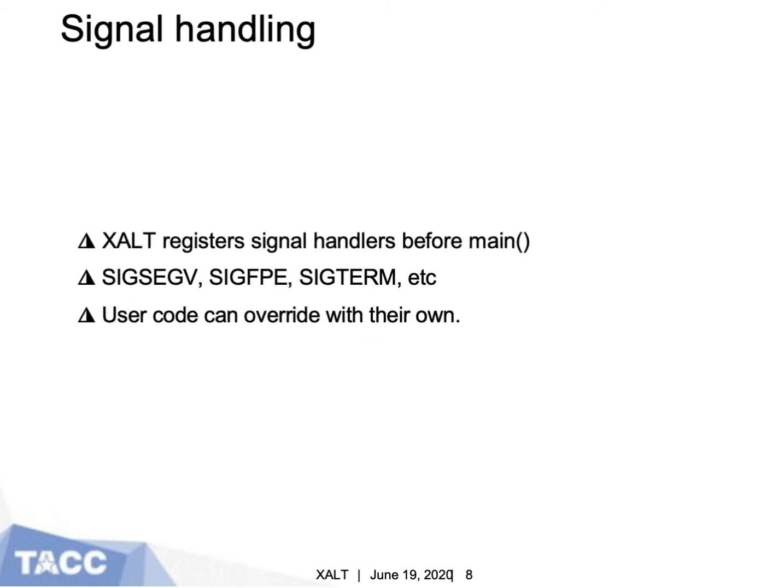Signal handlers are registered before main, so we capture seg faults, floating point exceptions, terminations, and other such things. And since it's done early, the user can override them with their own handlers.